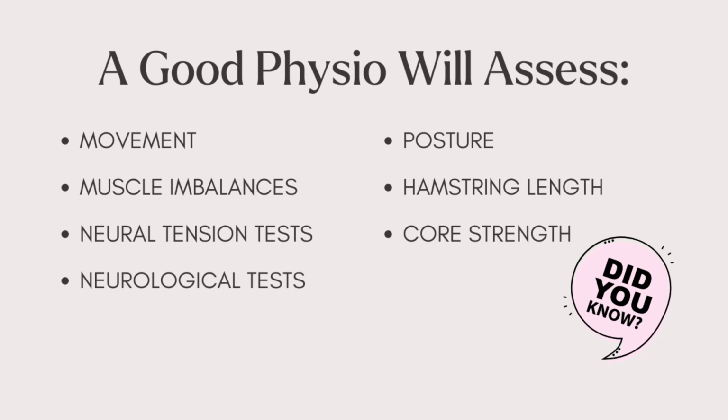Now, I'm going to tell you a couple of things that a good physiotherapist will do for you on your first session when you see them. A good physiotherapist will assess your movement, your muscle imbalances. They'll do neural tension tests on you. They'll do neurological tests, so that's testing to see if any nerves are compromised. They'll assess your posture and they'll explain it to you. They'll assess your hamstring length and they'll also look at your core activation, just to name a few things.